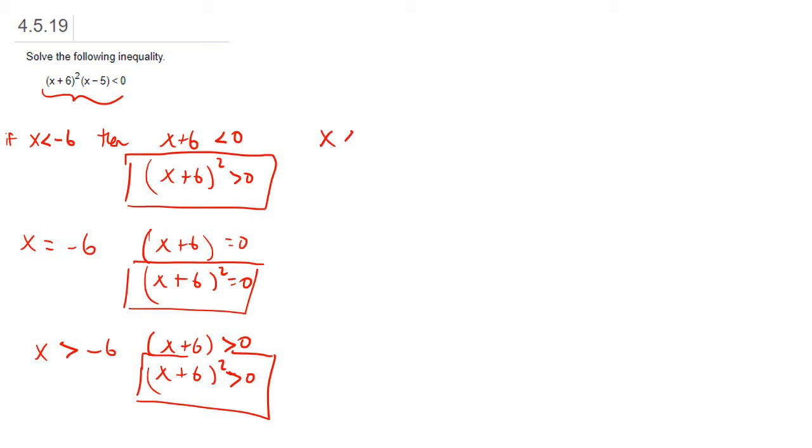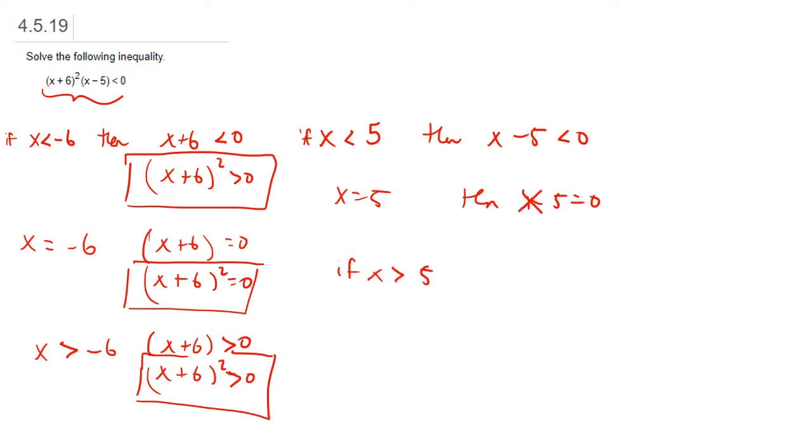Very similarly, if x is less than 5, then x minus 5 is negative. If x equals 5, then x minus 5 equals 0. And if x is bigger than 5, then x minus 5 is positive. So overall, all we really have to do is draw a number line.